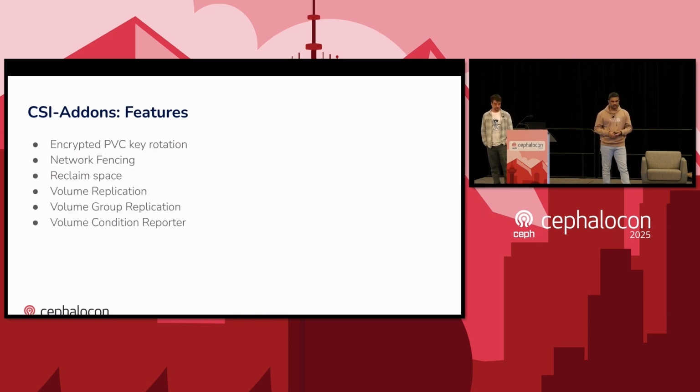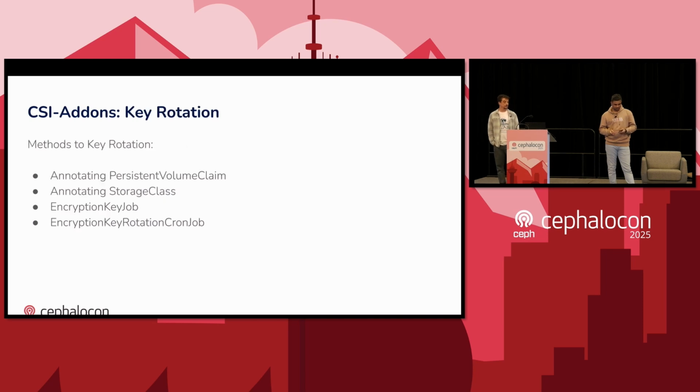These are some of the advanced features what we have in CSI add-ons today. So one is the key rotation for the encrypted PVCs, and the network fencing, and reclaim space for the RBD volumes. We have volume replication. We initially started with the volume replication, so our idea was to replicate a single PVC. Later, we came up with a group for the consistency as well, so that you could mirror a group of RBD images as well. And the last one was the volume conditions. I'll talk about all these things in detail.